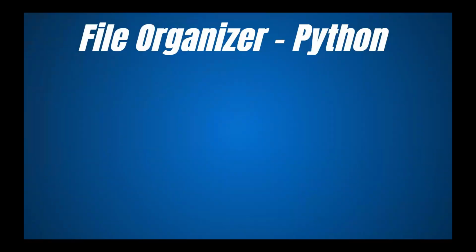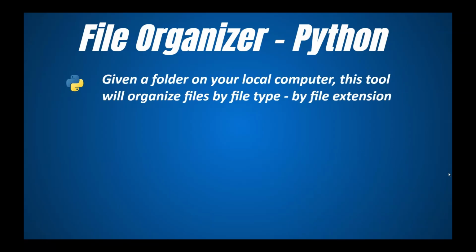What up, folks? Back with another project breakdown, and this one is a file organizer, and I'm going to be doing this one in Python as per usual. With this one, given a folder on your local computer, this tool is going to organize files by file type, and really by file extension. So I'm going to feed a folder path into the code, and it's going to go into the folder specified by the path and organize the files by their file extension.